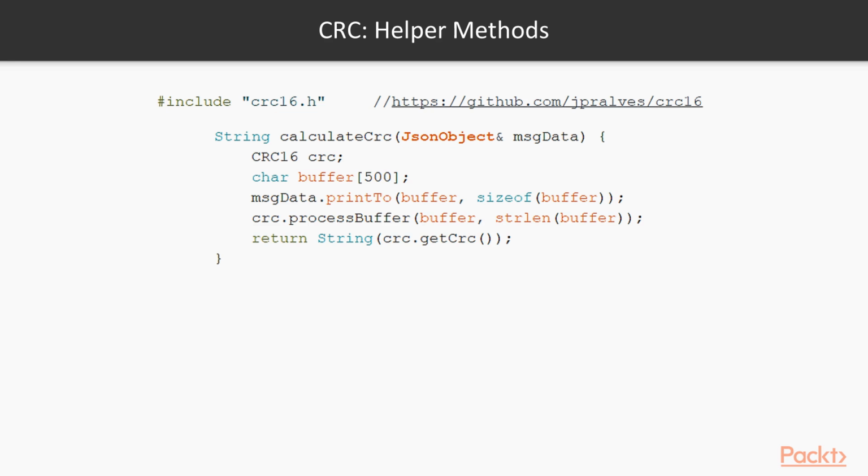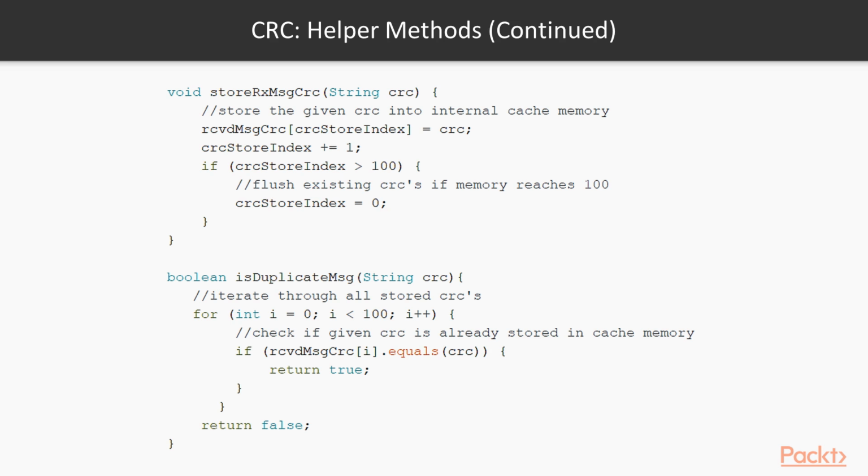Out of a lot of given libraries of CRCs in Arduino, we are going to be using this one. You can download the zip file of this library from the GitHub page and add it into the Arduino library. The calculateCRC method is defined this way, and then some of the helper methods are storeReceivedMessageCRC, which stores the given CRC into the internal cache memory of the node. And another helper method, which is called isDuplicateMessage, is defined to check whether the given CRC already exists in our cache memory or not.